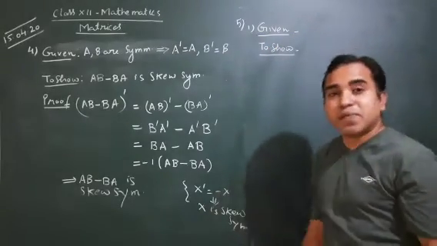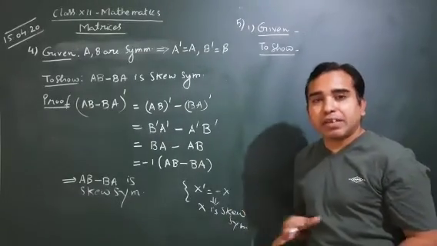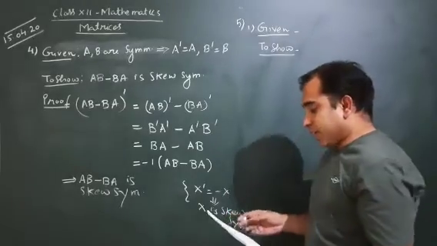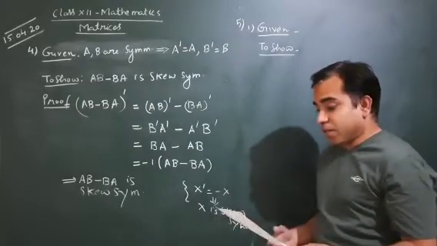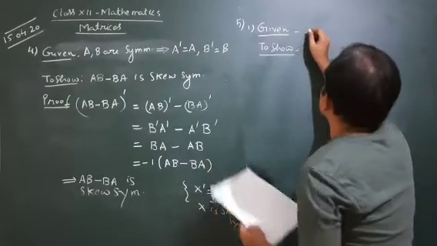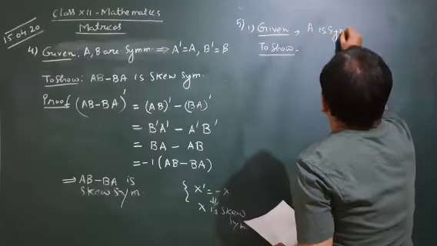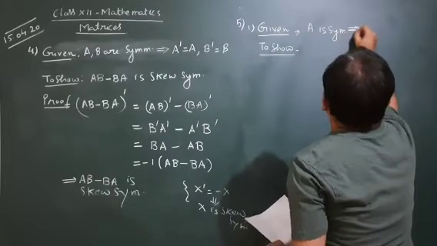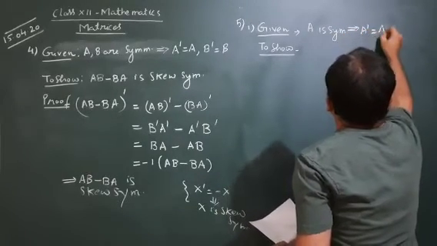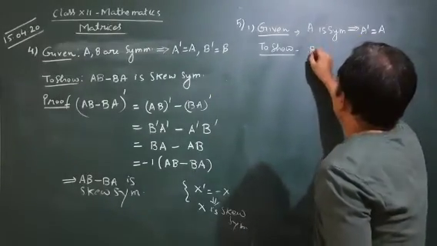Writing given and to show statement makes our understanding of the question completely clear, right? Otherwise sometimes we make mistake. We sometimes use opposite. So given is that A is symmetric. Of course, means A transpose is equal to A, and we have to show that B dash AB is symmetric.